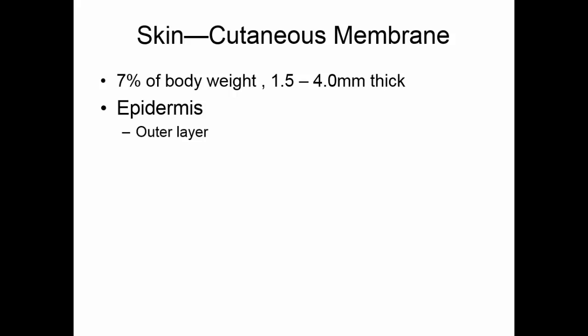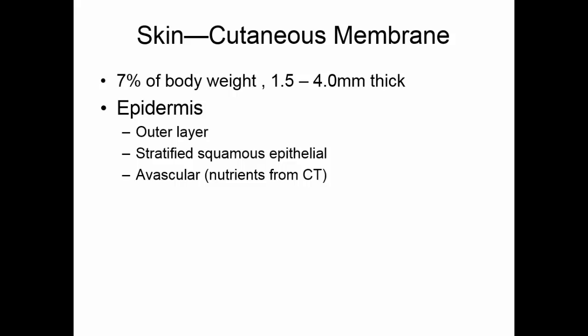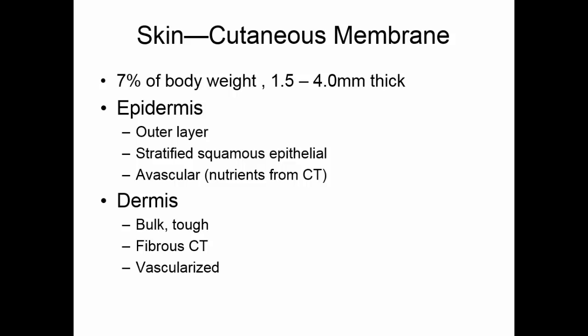The epidermis is the outer layer. This is your stratified squamous epithelium, and it's avascular. It relies on nutrients from the underlying connective tissue. The dermis is the bulk of the skin. It's the tough layer of the skin, and this is your fibrous connective tissue. It is well vascularized, and so it can let nutrients diffuse into the epidermis.